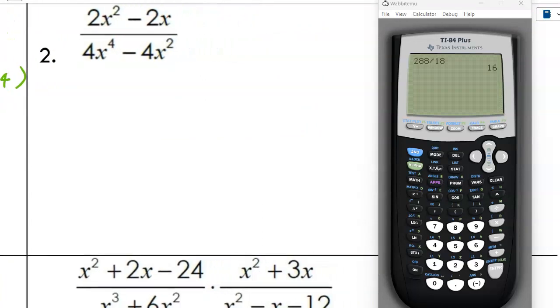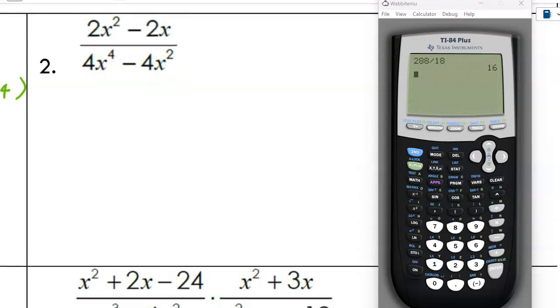Next, we have, take a look. Let's take out the GCF of 2x. We have a 2 common between the terms and an x common. So we have an x minus 1. We have a 4x squared. x squared minus 1.